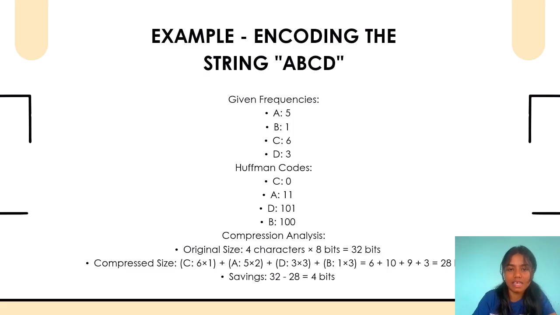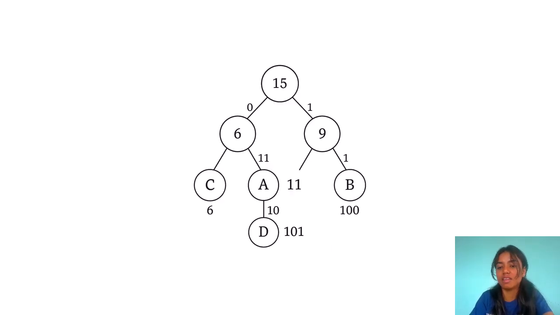Now the compressed size. After using Huffman coding, the size becomes variable length. So for C, 6 is the given frequency and the code 0 is the number of bits, which is 1. A is 5 times 2, where 2 is the number of bits, since 1 and 1 together make 2 bits. Plus D is 3 times 3, B is 1 times 3, which adds up to 28 bits, saving 32 minus 28, which is 4 bits. This is a display of the example given.